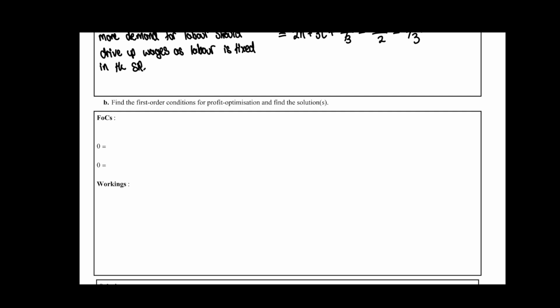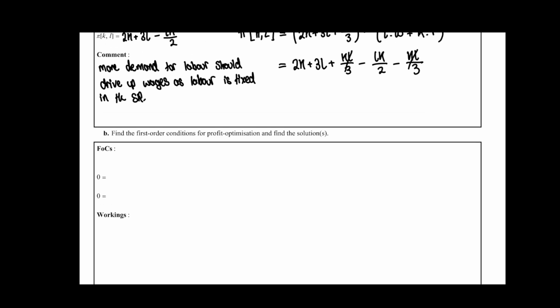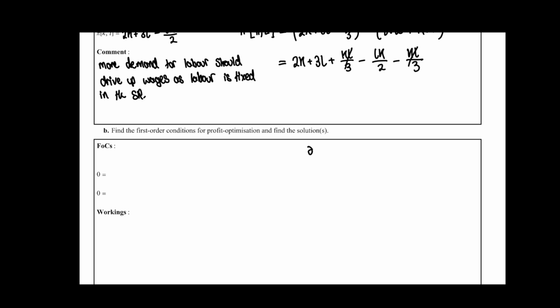Find the first order conditions for profit optimization and find the solutions. So we first need to find the partial derivative of the profit function with respect to K. So that would be 2 minus L over 2.